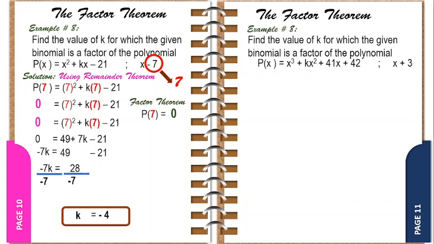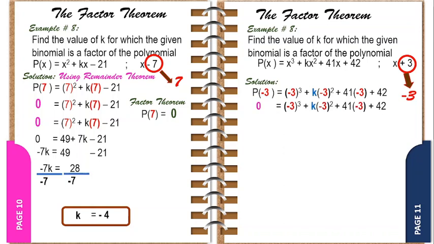Another example. Find the value of k for which the given binomial is a factor of the polynomial. Again, the factor here is x plus 3. To find the value of k, we let p of x equal to 0. And the value of x is negative 3. Again, change the sign of the constant term. Replace all x by negative 3. We have this given expression. Again, the factor makes the remainder equal to 0. So that's why p of negative 3 is 0 because x plus 3 is a factor.